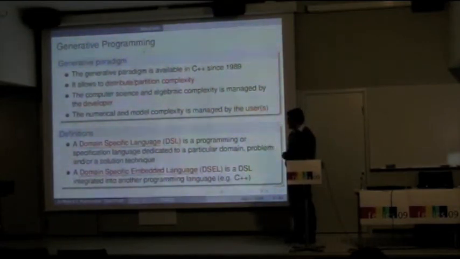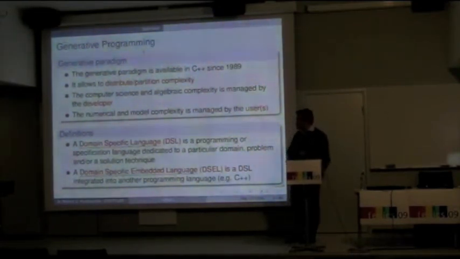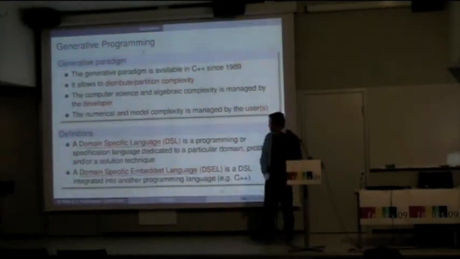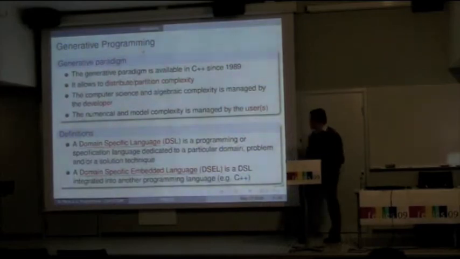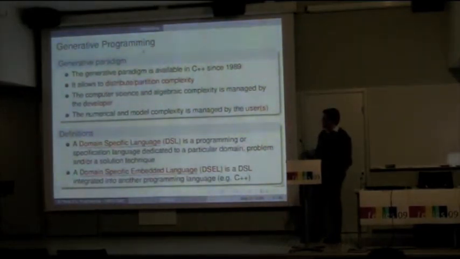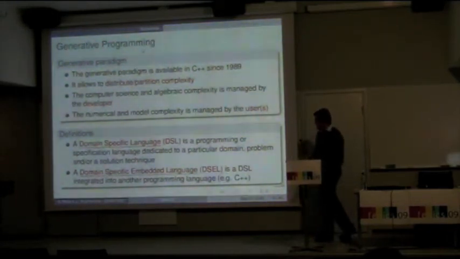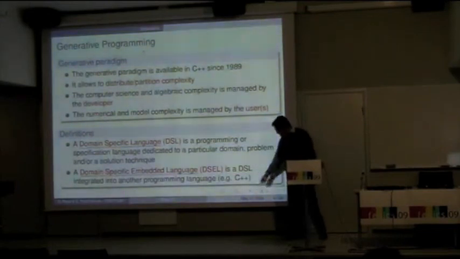So just two definitions, which I'm sure you all know. When I say DSL, it's a domain-specific language. It's a programming or specification language dedicated to a particular domain or problem or solution technique. And in particular, I chose to develop a domain-specific embedded language. That is, it's a DSL which is embedded into another programming language, and here it would be C++.